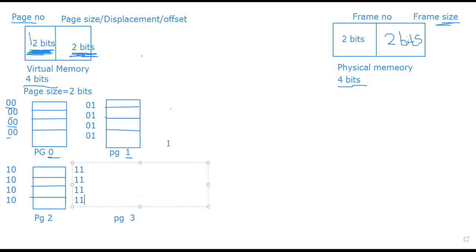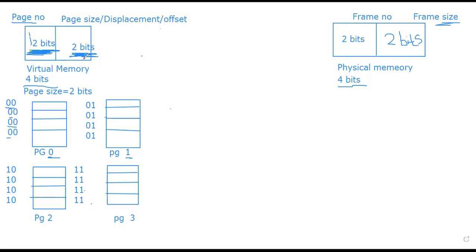Now we are done with the first 2 bits. The first 2 bits are referring to the page number, so we are done with the page number. But we have the remaining 2 bits. The remaining 2 bits are for the page size. I have already told you the logic for the 2 page size bits.